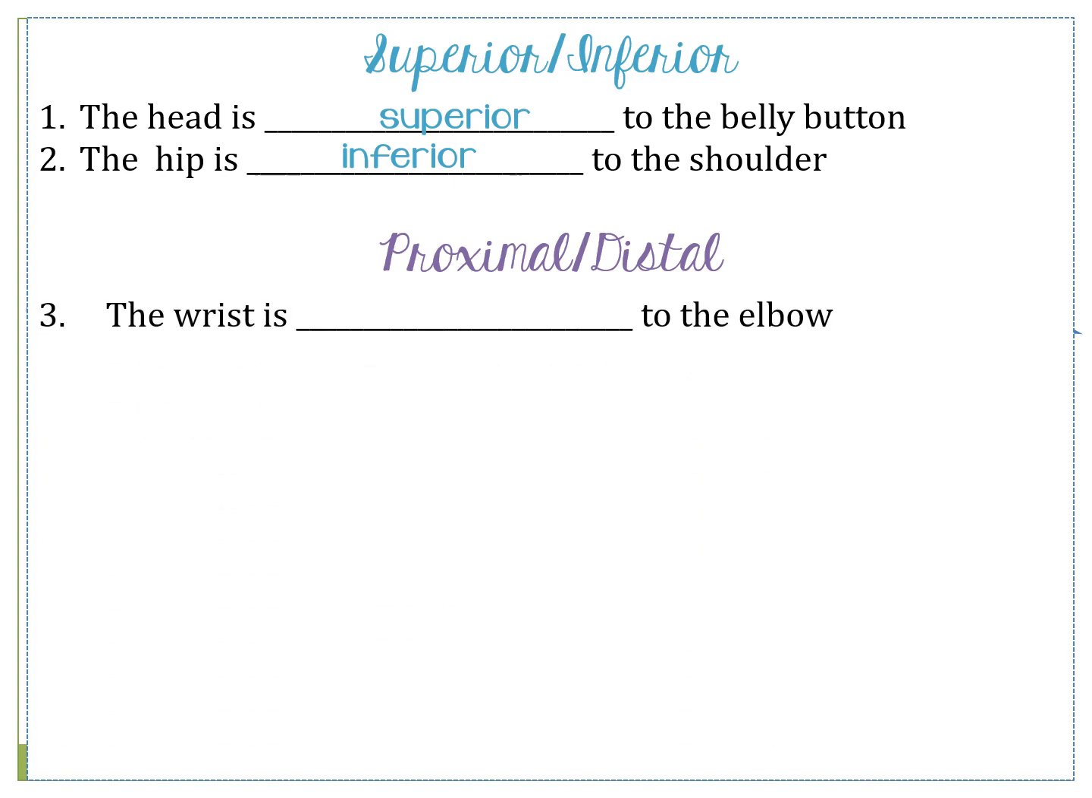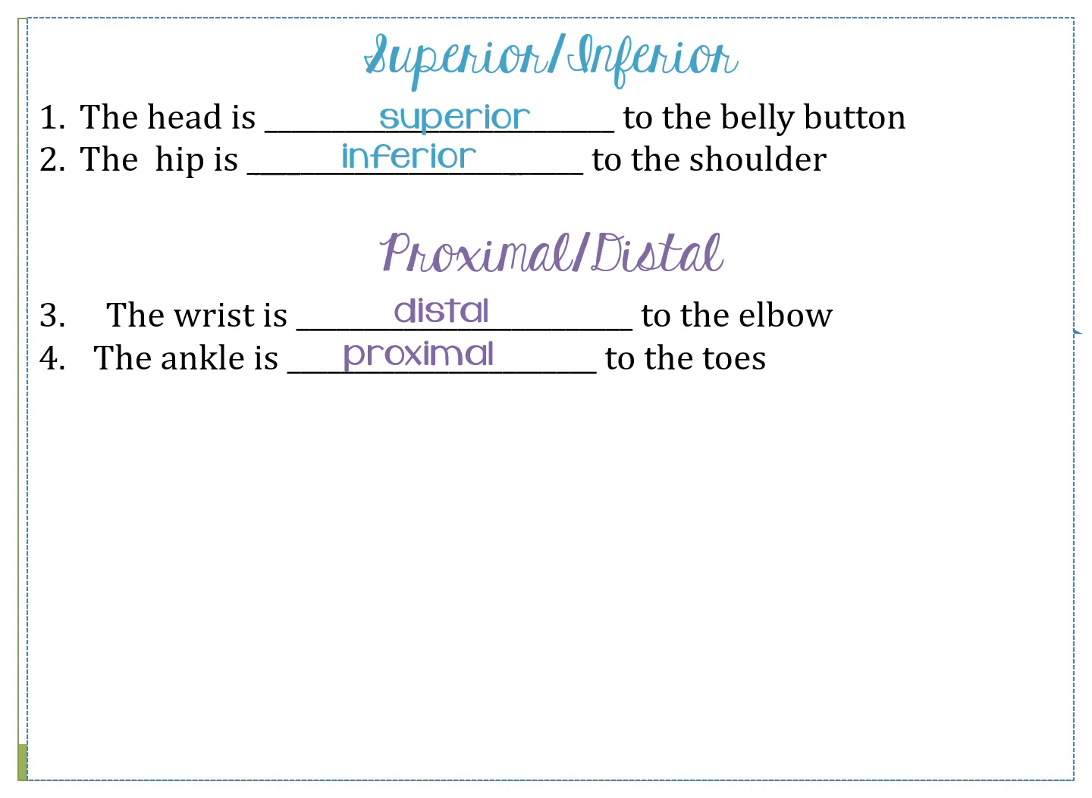For proximal and distal, the wrist is what to the elbow? When you're looking at your wrist and comparing it to the location of the elbow and referencing where it attaches to the torso, the wrist is distal to the elbow. It's a further distance away from that point of attachment. The ankle is what to the toes? Well, the ankle is proximal to the toes. It's in closer proximity to the point of attachment, the torso.